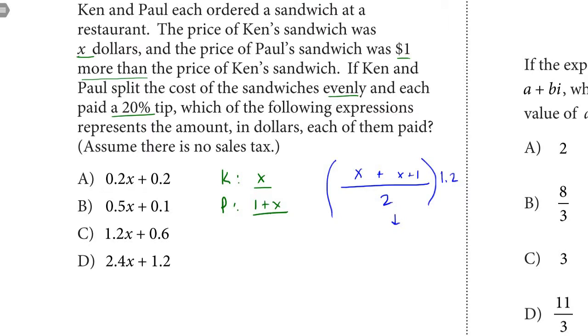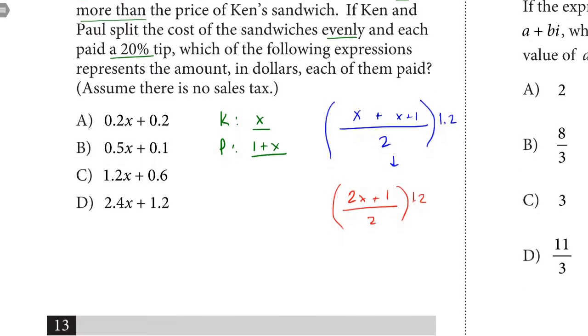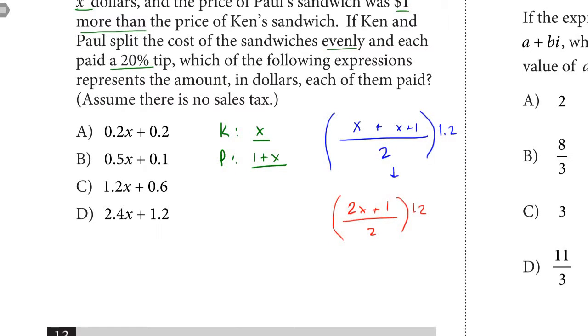We're going to simplify this by making X plus X equal to 2X, plus 1, over 2, times 1.2. Well, we can split the (2X plus 1) over 2 into 2X over 2 plus 1/2, and that whole thing times 1.2. Well, 2X over 2 is just X, plus a half, times 1.2. Distribute that, you get 1.2X plus half of 1.2, which is like half of 12, which is 0.6.